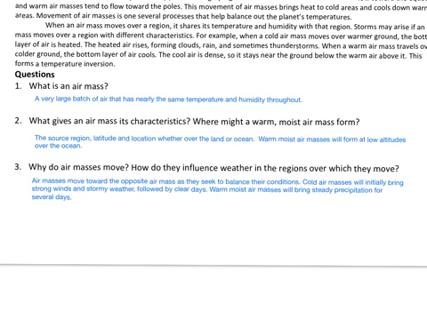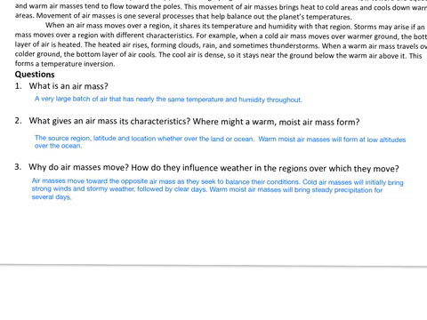Then the question says, where might a warm, moist air mass form? Warm, again, going to be tropical. Moist is going to be over the ocean. So put the two together, you're going to have low latitude over the ocean. Too easy.